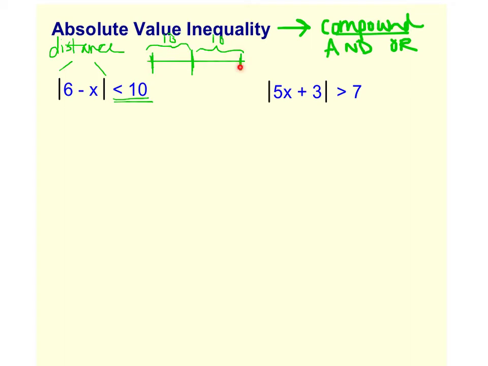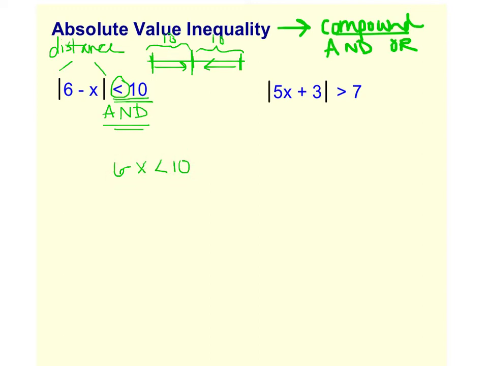So does that mean we are moving in or moving out to get smaller distances? We will be moving in, which means this is going to look like an "and" compound inequality. Any less than inequalities we will rewrite as an "and" compound inequality. The first step is to take the absolute value bars right off and write what you see. You have 6 minus x is less than 10. That is part of it. You've got your middle section for the "and," and you've got the right section.